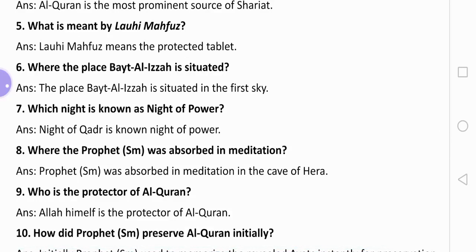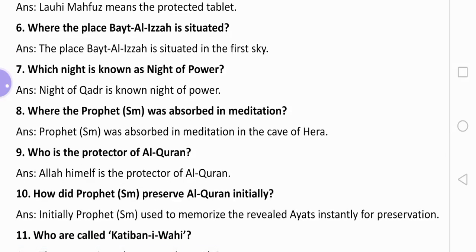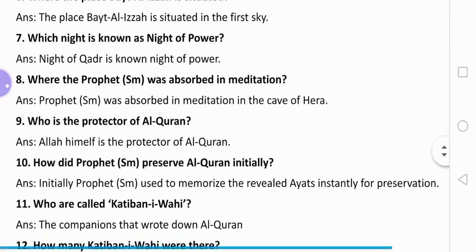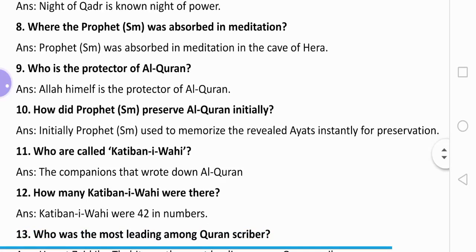Number 8, where was the Prophet ﷺ absorbed in meditation? Everyone knows Prophet Muhammad ﷺ was absorbed in meditation in the cave of Hira. Who is the protector of Al-Quran? Allah Himself is the protector of Al-Quran, because Allah Himself says in the Quran, Inna nahnu nazzalna dhikra wa inna lahu lahafizun.